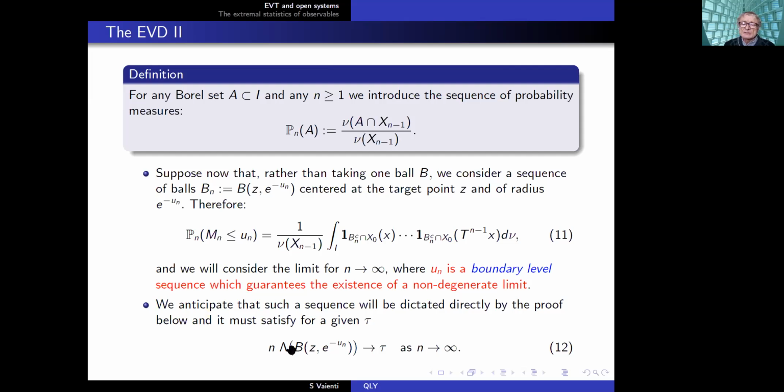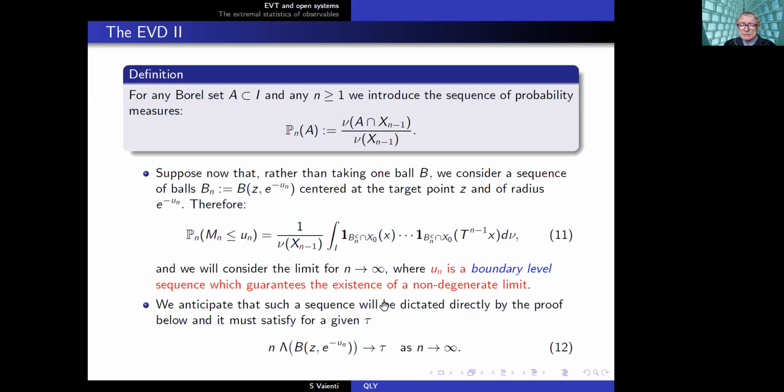I will show you in a moment that the prescription will be exactly this one, namely the measure of this ball, which is a target set, when the measure is the invariant measure restricted on a surviving set, which I called before lambda, multiplied by n, should converge to some number. If it does so, this is the good normalization in order to get a non-degenerate distribution for this probability. This is what we want to study.